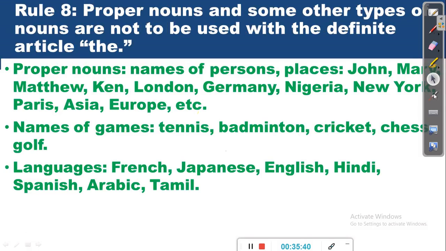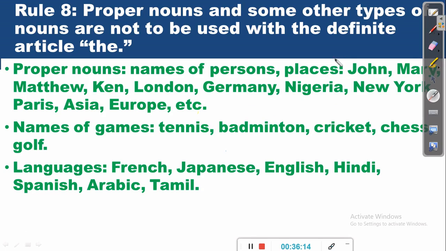Then rule number 8. Proper nouns and some other types of nouns are not to be used with the definite article. Look at proper nouns, which are names of persons, places. You talk of John, you talk of Mary, Matthew, Cain, London, Germany, Nigeria, New York, Paris, Asia, Europe, etc.